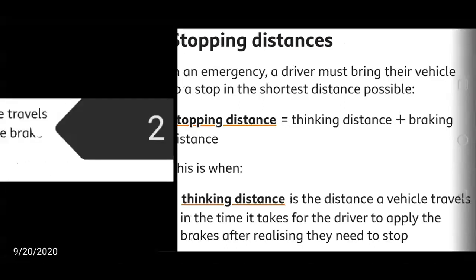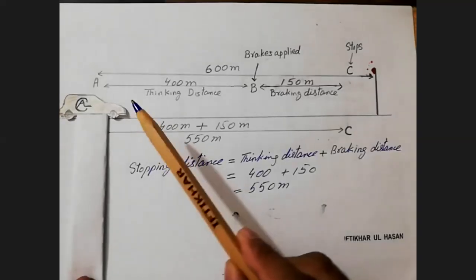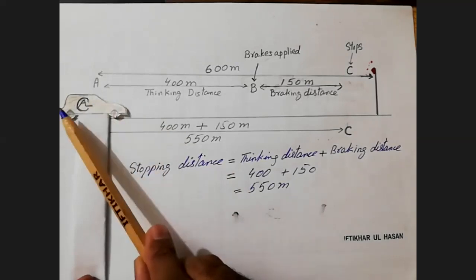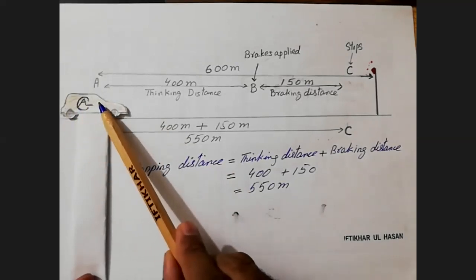Then here comes braking distance. Braking distance is the distance a vehicle travels in the time after the driver has applied the brakes. Now let us understand this with the help of an example. Let us say there is a car at A. It is coming with a certain velocity, a certain speed.